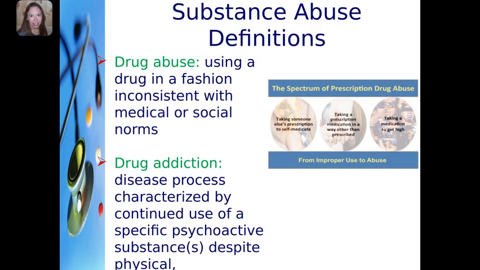as a PO medication, they will melt it down, they'll mix it with water, and they could be injecting it, they could be smoking it. So this would be considered abusing the drugs. And then, of course, drug addiction is a disease process, and it is characterized by continued use of specific psychoactive substances despite the physical aspect. So the patients become addicted to these drugs, and now they physically need to have these drugs, or they go through withdrawal symptoms. And we're going to talk about that in a minute.